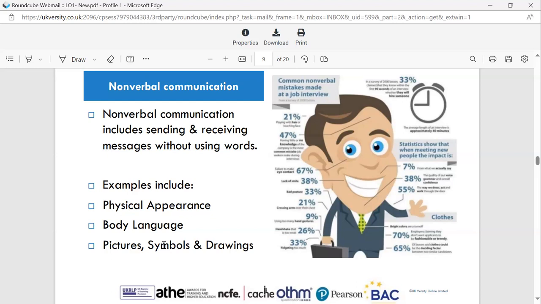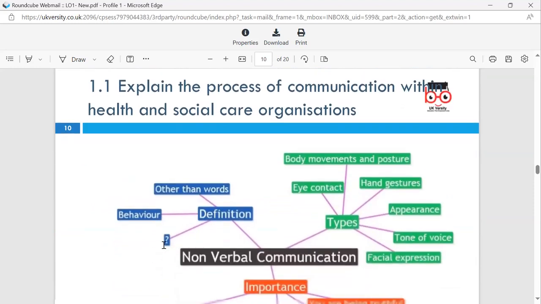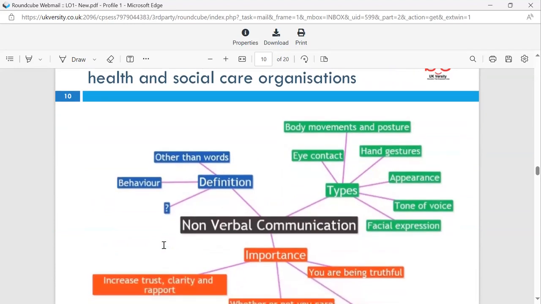So these are really important because, like you said earlier, Vanessa, sometimes your body language will say something else and your facial expression will say something else. So it's so important that you understand this when you're talking to a client or a patient or even a professional. So 1.1, explain the process of communication within health and social care and non-verbal communication.